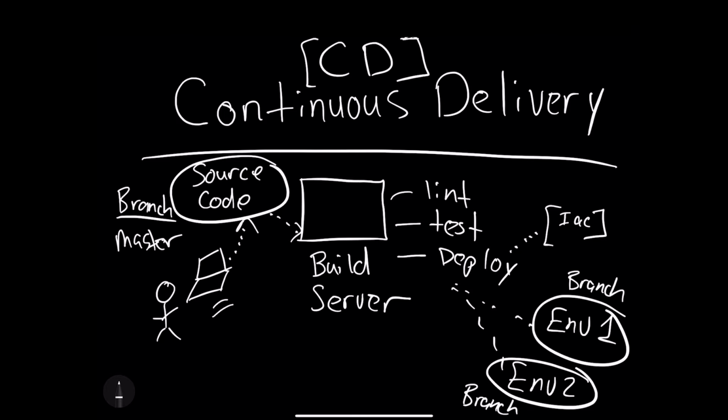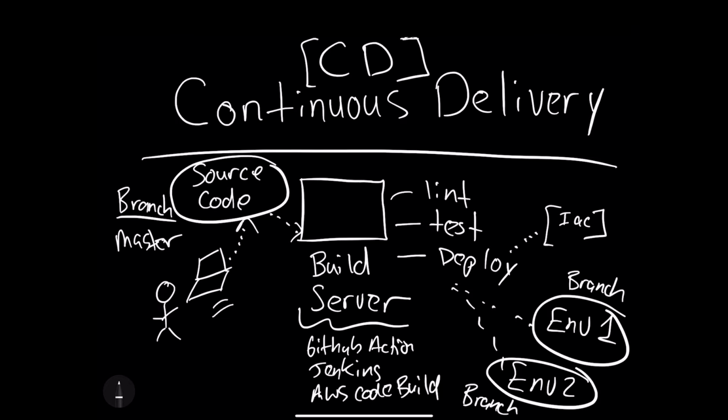What that means is that when you make the change, a build server, and this could be many different types. It could be, for example, GitHub Actions is one type. It could be Jenkins. It could be a cloud native one, for example, like AWS Code Build. But the core idea here is that this thing is where all the work is done in this build server right here.